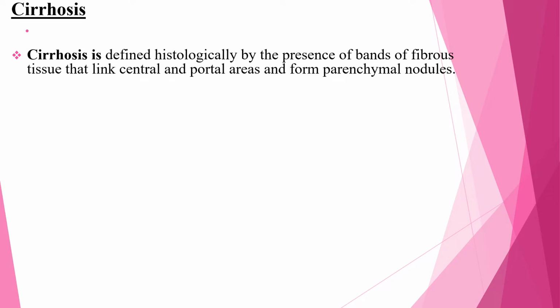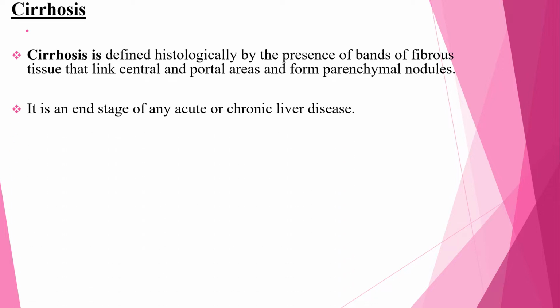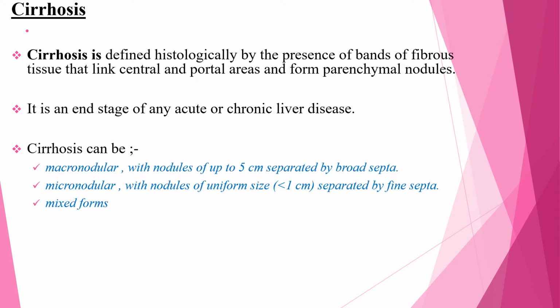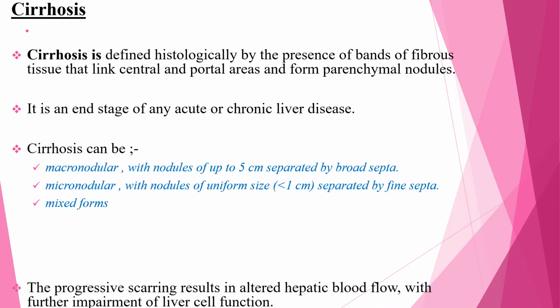Cirrhosis is defined histologically by the presence of bands of fibrous tissue that link central and portal areas and form parenchymal nodules. It is an end stage of any acute or chronic liver disease. Cirrhosis can be macronodular, micronodular, or mixed. Macronodular has nodules of up to 5 cm separated by broad septa. Micronodular has nodules of uniform size, mainly less than 1 cm, separated by fine septa. And there are mixed forms.